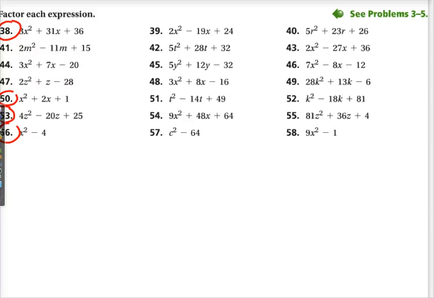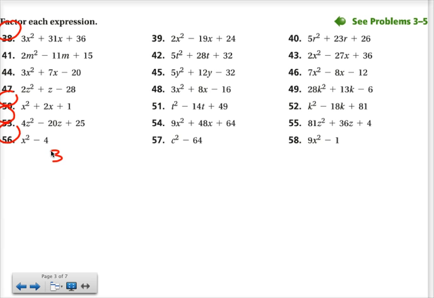These are the frequently asked questions for Algebra 2, Section 4.4, Day 2, starting with number 38. And number 38 is 3x squared plus 31x plus 36.